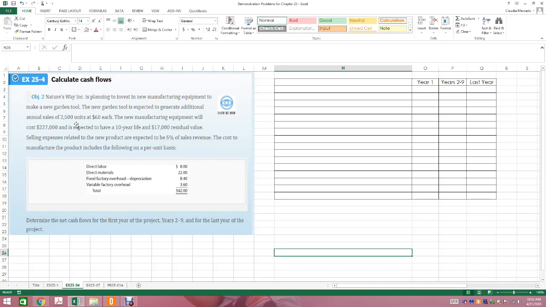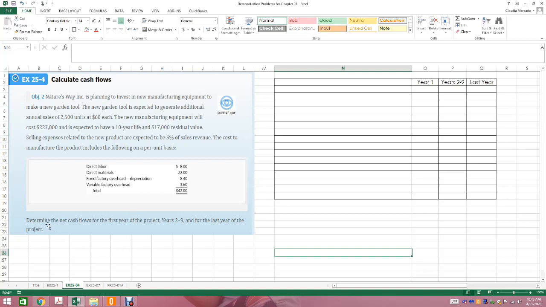The new manufacturing equipment will cost $227,000 and it's expected to have a useful life of 10 years and a residual value of $17,000. Okay. Selling expenses related to the new product are expected to be 5% of sales revenue. The cost to manufacture the product includes the following per unit basis. Okay? So we are expecting to spend $8 on labor, $22 on materials, $8.40 on fixed factory overhead, specifically the depreciation of the equipment, and $3.60 on variable factory overhead. Okay, for a total cost per unit of $42. So we're spending $42, we're selling them at $60 each.